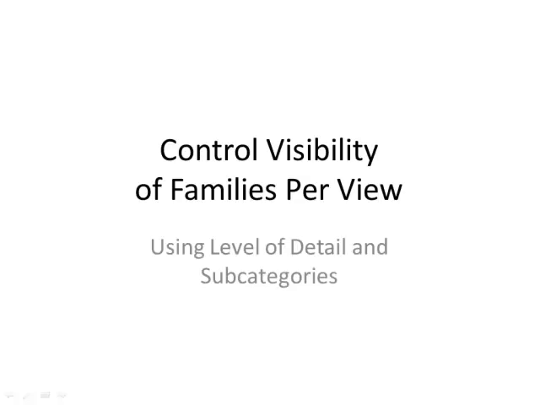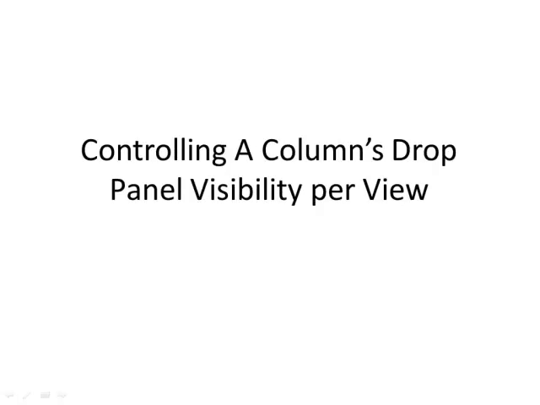So in this video we're going to be looking at controlling the visibility of families or objects in families per view. And we're going to be using the level of detail controls as well as subcategories. As an example, we're going to be controlling a column's drop panel visibility per view.